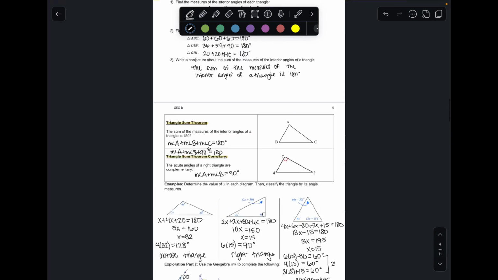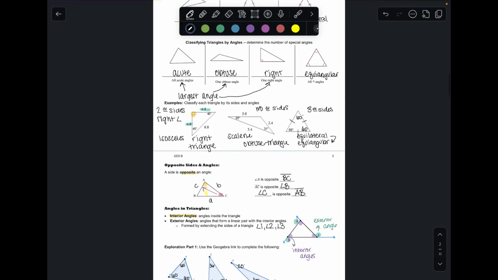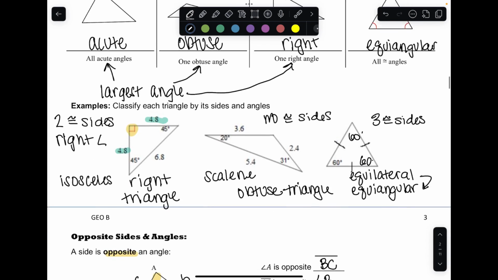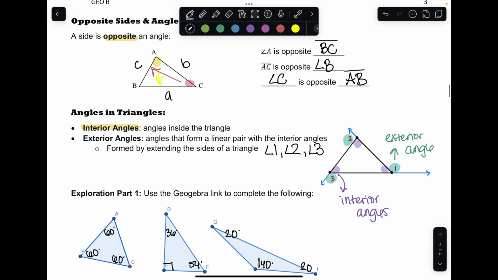So again, what we learned today is we learned how to classify triangles. Scalene is no congruent sides. Isosceles is 2 congruent sides. Equilateral is 3 congruent sides. Okay? We can also classify them by their largest angle. If all of their angles are acute, it's an acute triangle. If one of them is obtuse, it's obtuse. If one of them is right, it's a right triangle. And if they're all the same, it's equiangular.